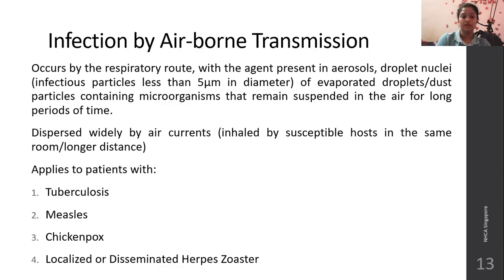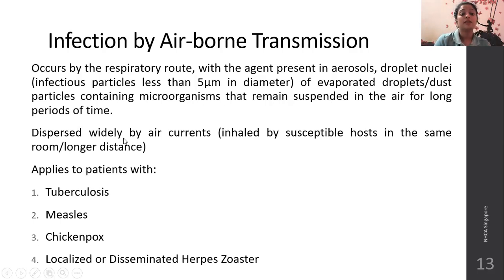Infection by airborne transmission occurs by the respiratory route, with the agent present in aerosols, droplet nuclei, etc. Infectious particles are less than 5 micrometers in diameter, so they will travel a long distance. These evaporated droplets or dust particles containing the microorganism remain suspended in the air for a long time. That is the case in which isolation rooms and isolation policies come into play.